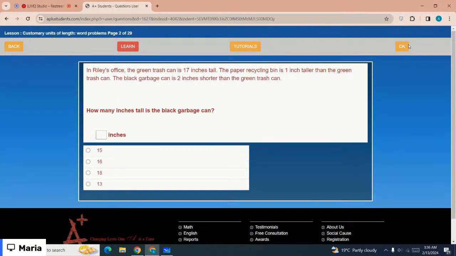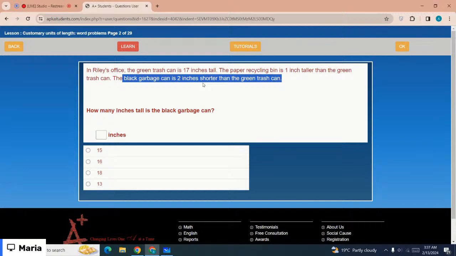In the office, the green trash can is 17 inches tall. The paper recycle bin is 1 inch taller than the green trash can. The black garbage can is 2 inches shorter than the green trash can. Here is the green trash can, right? That is 17 inches tall. The question is how many inches tall is the black garbage can? So the black garbage can is 2 inches shorter than the green trash can, right?